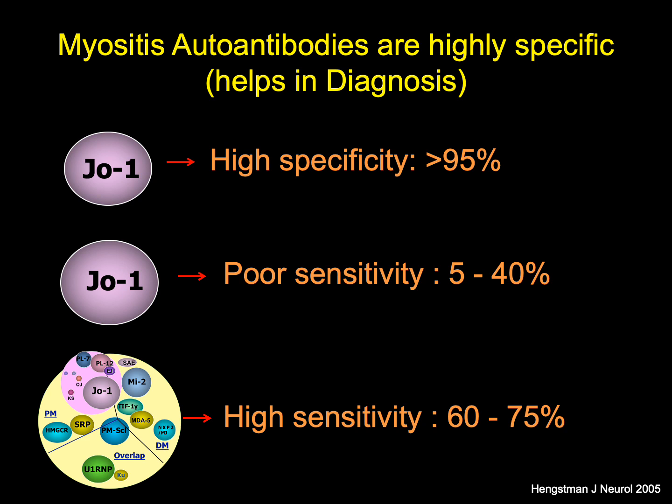Now that means if we have 100 patients with myositis and I have availability of testing all myositis autoantibodies, I could actually make a confirmed diagnosis in about 60 to 75% of those patients. Now this is highly powerful because now not only would we have high specificity, we would also have reasonable sensitivity if we use myositis autoantibodies as a panel or do all of the myositis autoantibody testing.